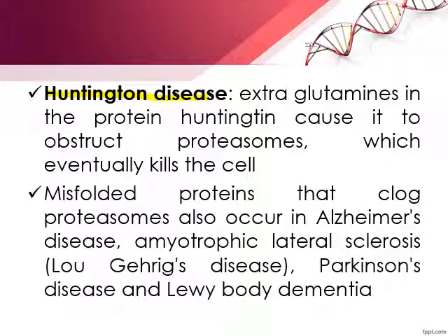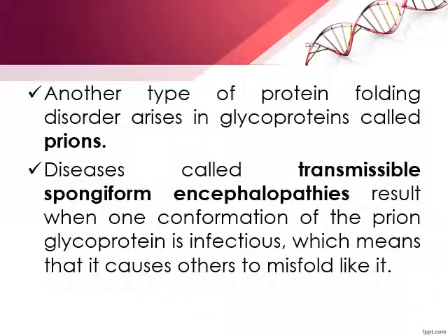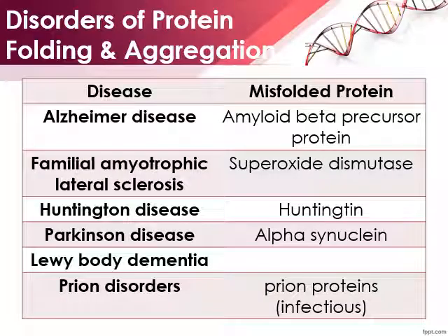So misfolded proteins that clog proteasomes can also occur in Alzheimer's disease, amyotrophic lateral sclerosis, Parkinson's disease, and the Lewy body dementia. So another type of protein folding disorder arises in glycoproteins called prions. So disease called the transmissible spongiform encephalopathies result when one conformation of prion glycoprotein is infectious, which means that it causes others to misfold.